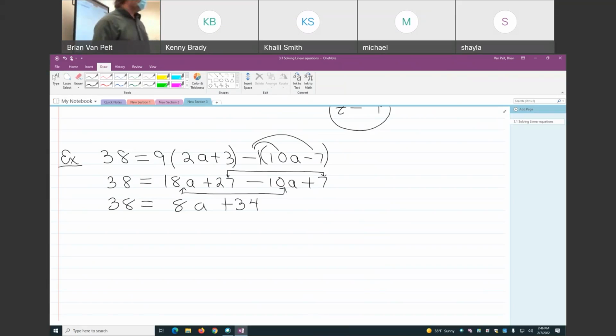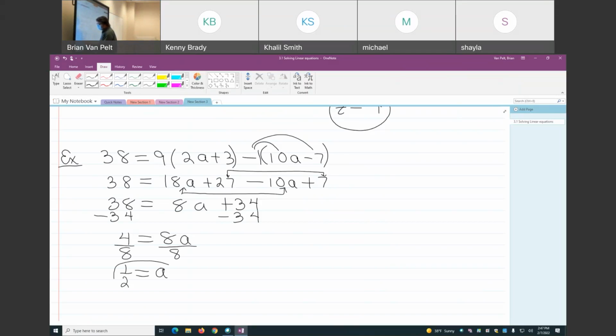What's next? Subtract 34 from both sides. And I'm ready to finish off the problem. That's the last step. Divide both sides by 8. You could probably leave it as 4/8, but I will simplify it to be 1/2.